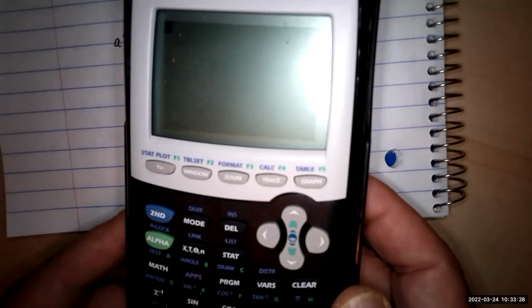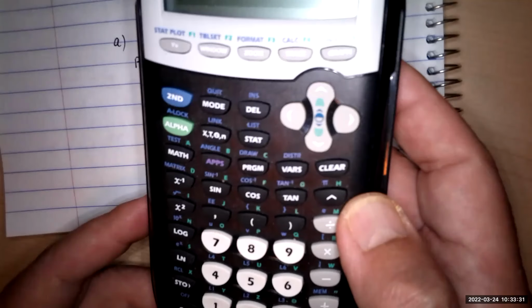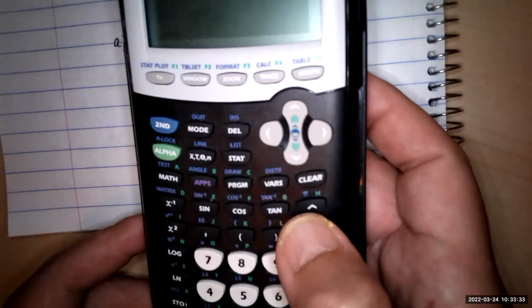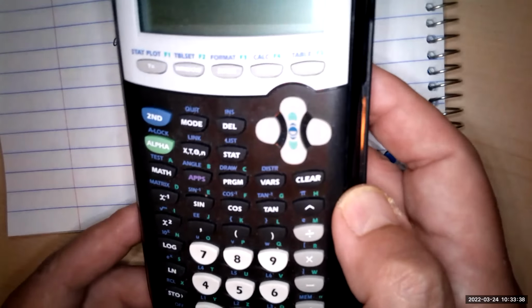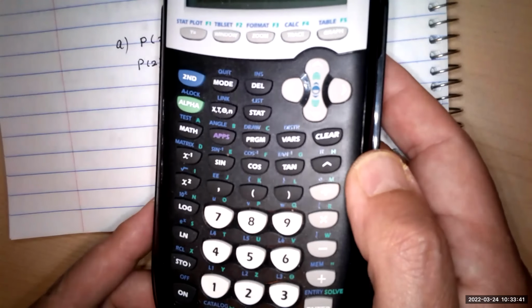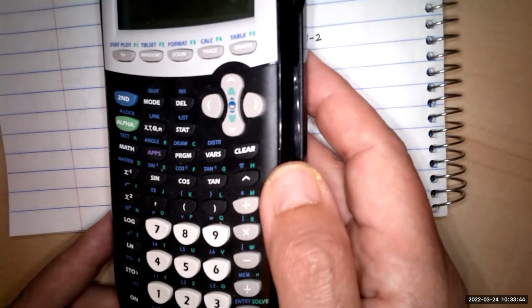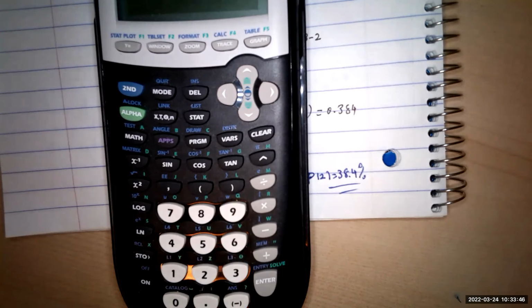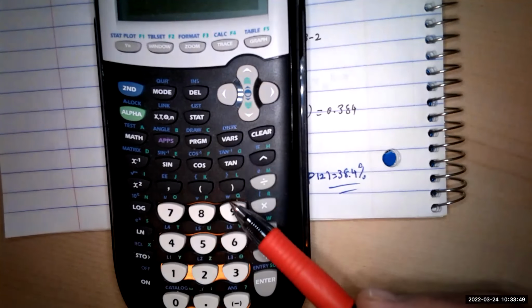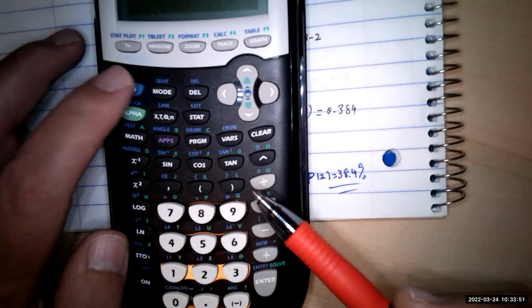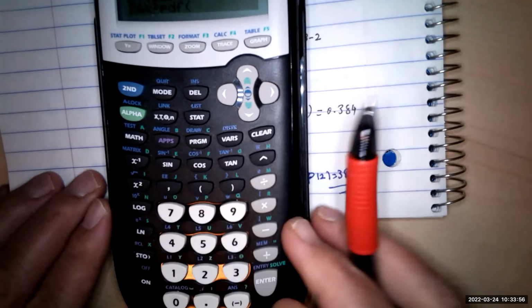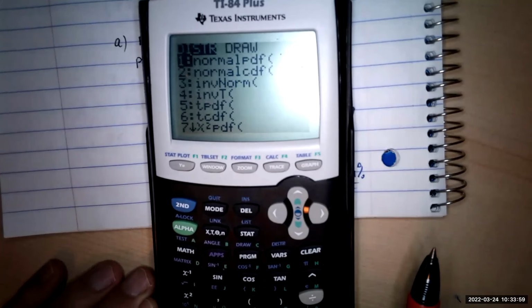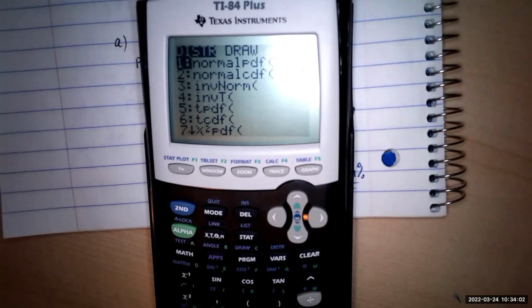In order to get to this one, you turn it on, then you go to the distribution, DISTR. This is where we get the distribution. So we go to the second function, and then we click on the distribution. When we get the distribution, these are the various distributions that we're going to use in future.